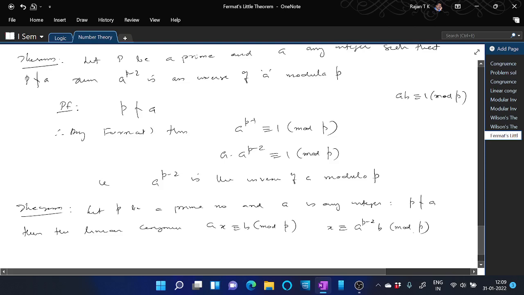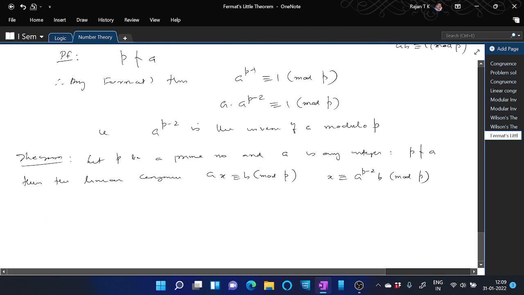So this is one of the applications of Fermat's little theorem. By using this result, we can find the solution to a linear congruence in the form ax congruent to b mod p. That is, to solve the linear congruence ax congruent to b mod p, just use the result: the solution is the residue modulo p of a raised to p minus 2 b modulo p.